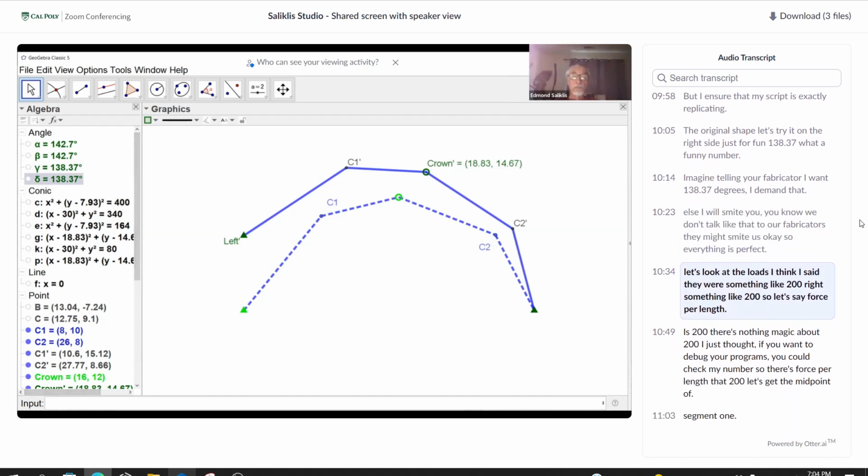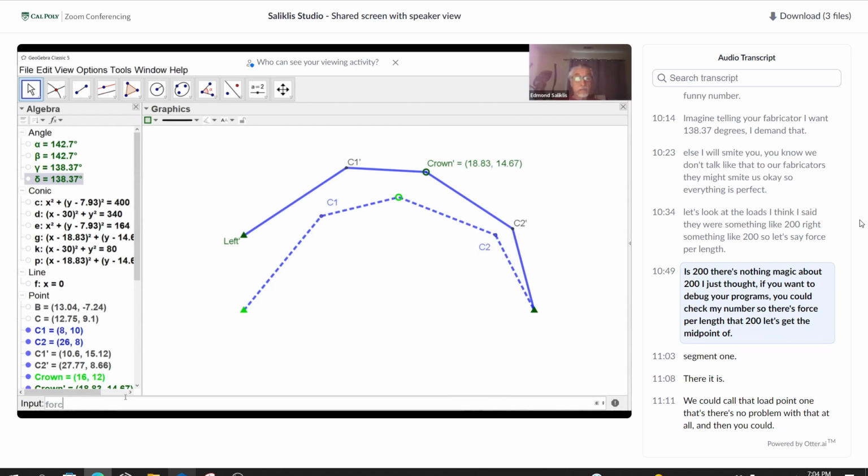Okay, so everything is perfect. Let's look at the loads. I think I said they were something like 200, right? Something like 200. So let's say force per length is 200. There's nothing magic about 200. I just thought if you want to debug your programs, you could check my number. So there's force per length at 200.